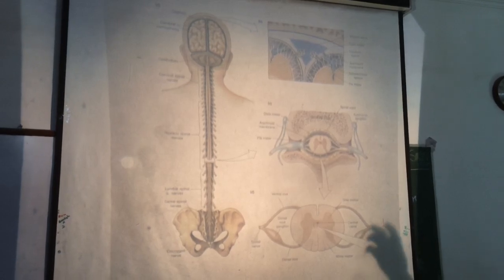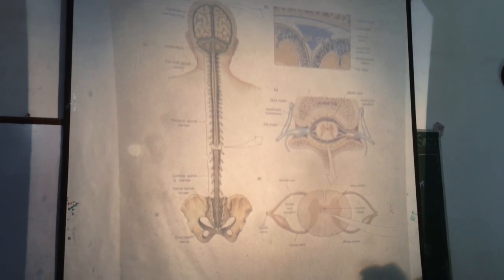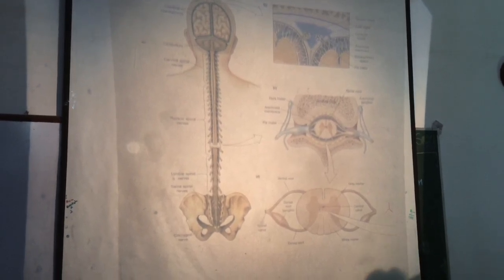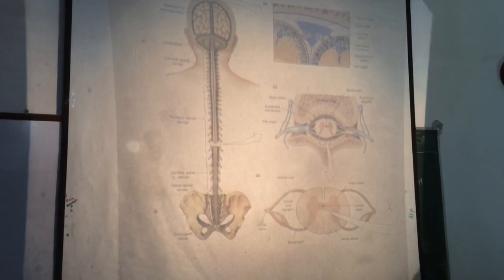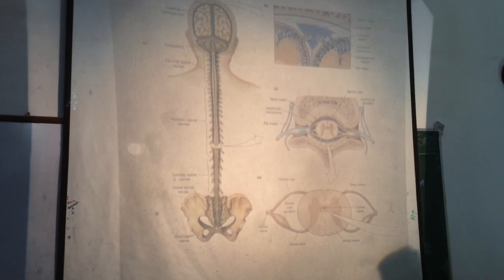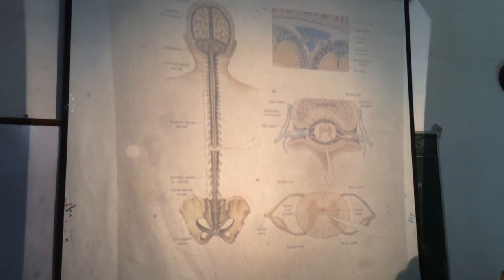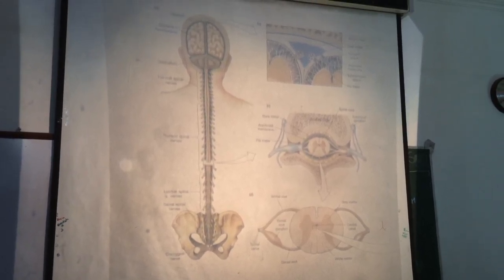Each spinal nerve comes out from the vertebral column through the intervertebral foramen. Through the intervertebral foramen, the spinal nerve comes out, and then it divides into two rami, the posterior ramus and the anterior ramus.